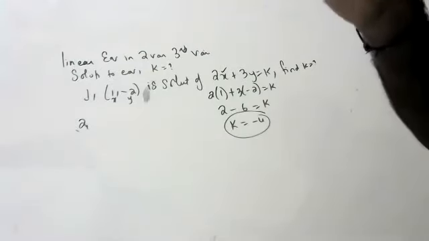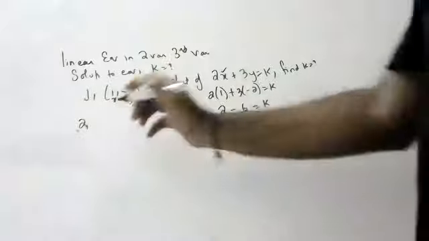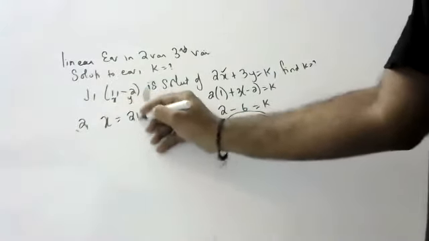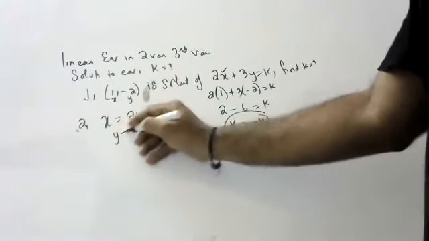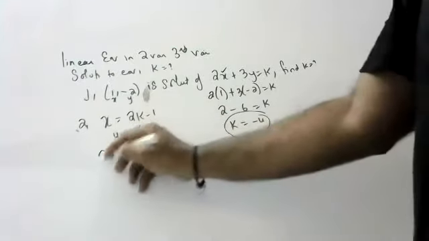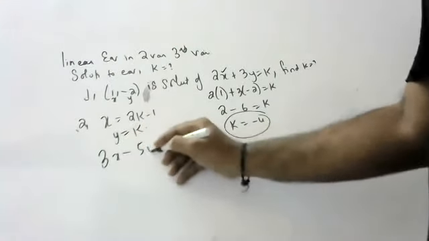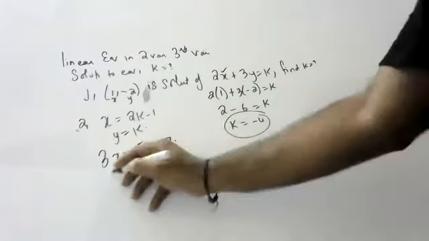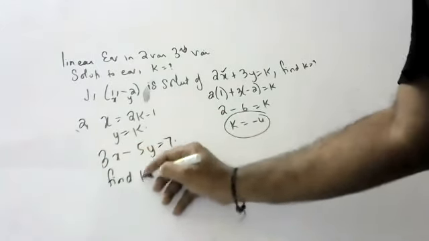Second sum, children. Same. x is equal to 2k minus 1, y is equal to k. And the equation is 3x minus 5y is equal to 7. You have to find k.